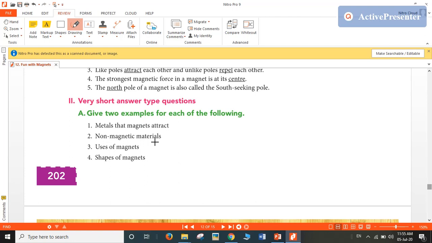Then uses of magnets: in the fridge door, in television, in mixture, in motors, in ATM card, in debit card, in credit card. So these are the examples of the application of magnets where the magnets are being used. Then shapes of magnets are bar magnet, horseshoe magnet, ring magnet. So these are the examples of different shapes of magnets.